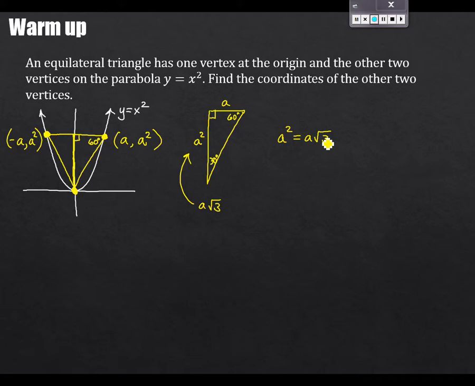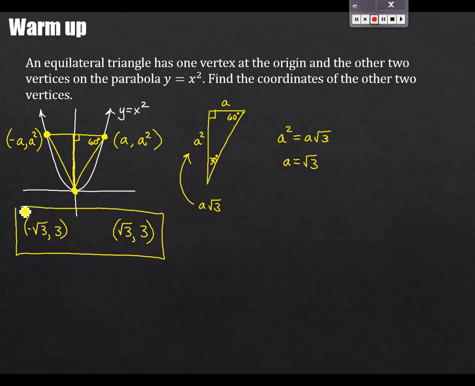So a is root 3, and if a is root 3, then what are the coordinates here? Root 3 comma 3. I know how to square a square root. All right, I think the game is up. All right, so stop right there, and does everyone agree with that? Yes. That does in fact work.